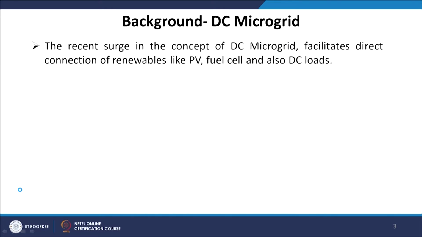Now, similarly, let us see what a DC microgrid is in specific. The recent surge in the concept of DC microgrid facilitates direct conversion of renewables like PV and fuel cell, and also DC loads. Just imagine you have a system where you have a huge amount of PV connected, as well as loads which are purely lighting, and a DC microgrid is wonderful, because you can take all the energy in the form of DC and then cater all your loads in the form of DC. Though the voltage uplifting or downgrading has to be done, certainly it is a purely DC platform.